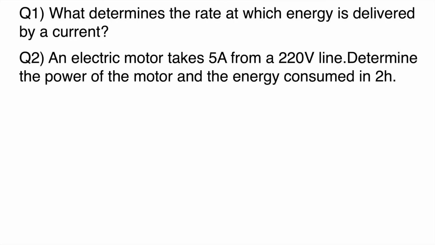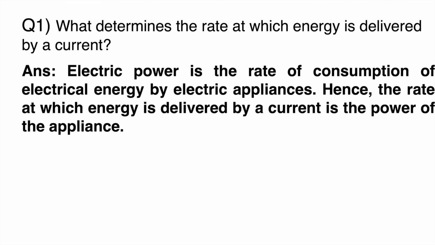Now we can discuss the questions of page number 220. These are the questions. First we will discuss question number 1. What determines the rate at which energy is delivered by a current? Answer: electric power is the rate of consumption of electric energy by electric appliances. Hence, the rate at which energy is delivered by a current is the power of the appliances.